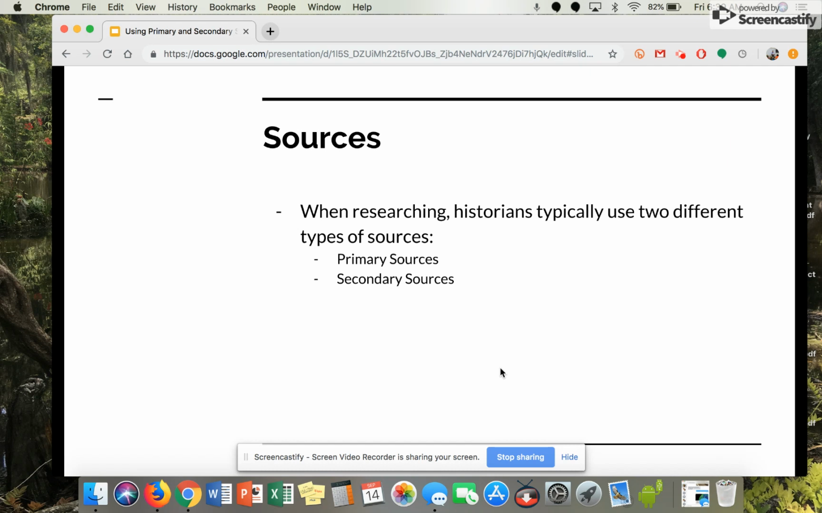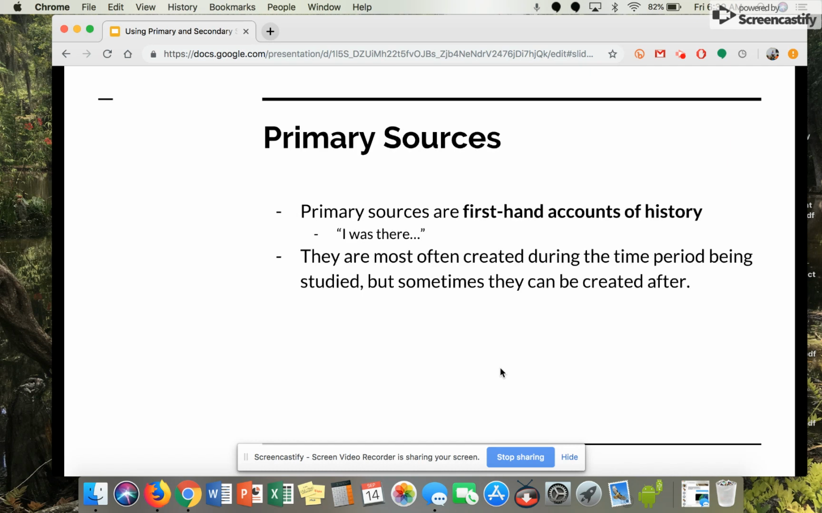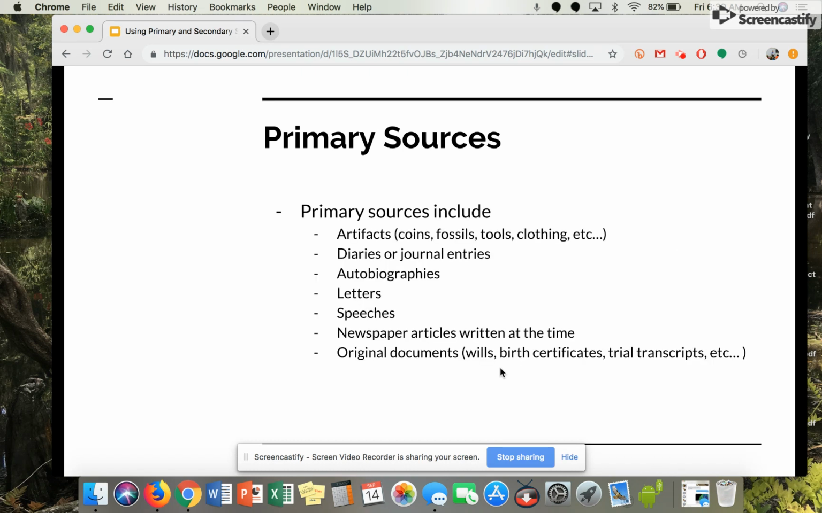So, what are the differences between the two? A primary source is a firsthand account of history. When I think of primary sources, I think of "I was there," like somebody telling me about a historical event that they witnessed, an eyewitness account. They're most often created during the time period that's being studied, but sometimes they can be created after. Some examples of primary sources include artifacts like coins, fossils, tools, clothing, and weapons.